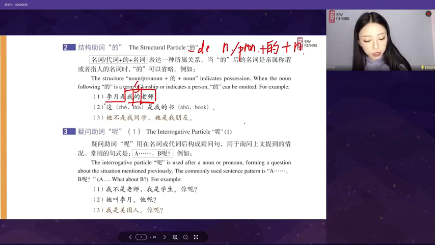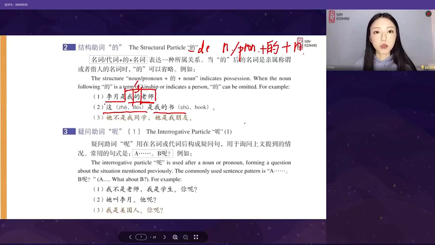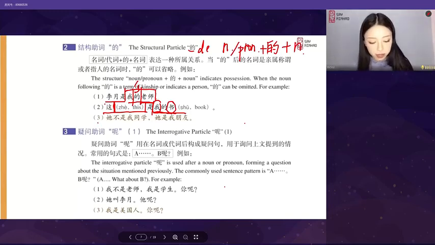Next one, 这是我的书, we just learned it means book. 我的书 means my book. And 这, the initial 这, the final e, the tone, second tone, it means this. This is my book. 这是, this is my book. 我的书. The pronoun here and the book, the noun here. 我的书, my book.